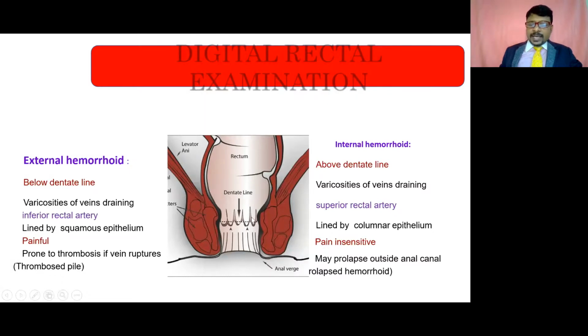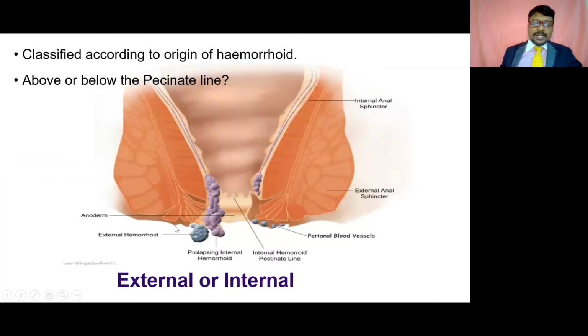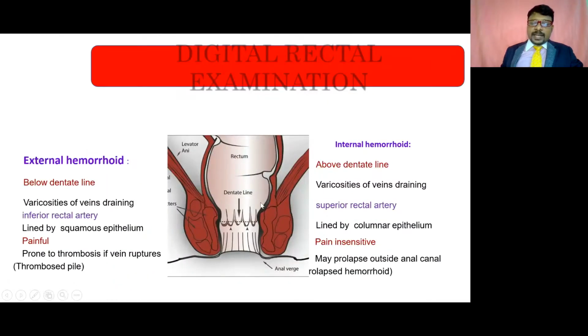If anything occurs above the dentate line, we call it internal hemorrhoids. If hemorrhoids come from below the dentate line, they are called external hemorrhoids. If you see these things, we can easily understand. The external hemorrhoids come outside, so those people can palpate the hemorrhoids outside the anus. If it is infected, they may get severe pain. So this is the understanding about the different types of hemorrhoids.